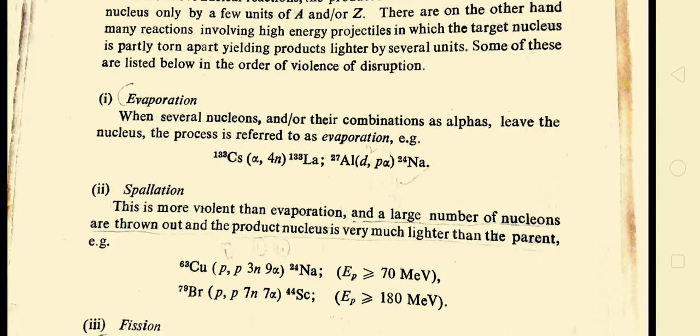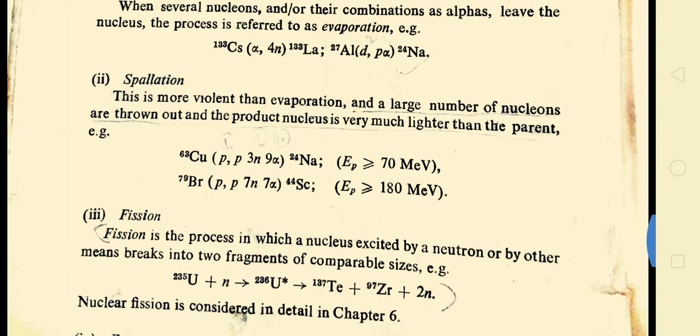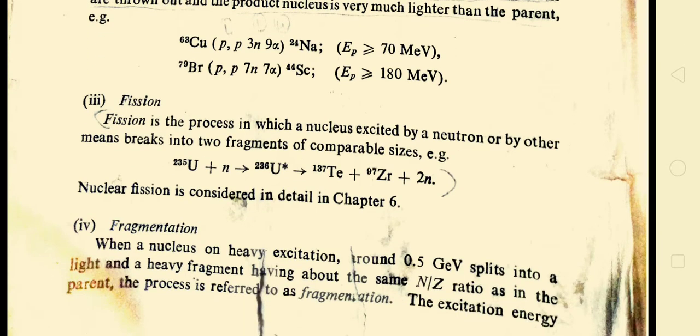Bromine to scandium is also an example of a spallation reaction. And the third type of special nuclear reaction is the fission reaction. Fission reaction we have already discussed. That is the process of splitting a heavier nucleus into lighter nuclei of comparable mass and energy by a neutron. And here for one neutron, 2 neutrons are ejected.